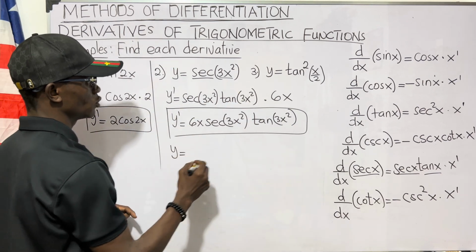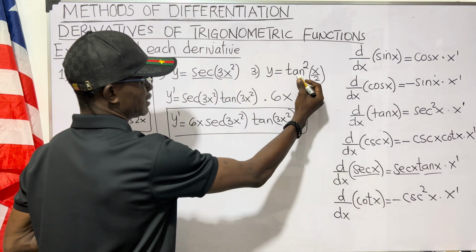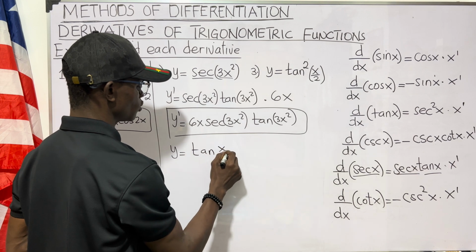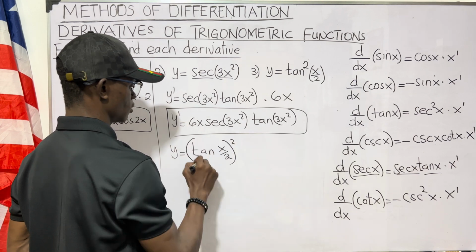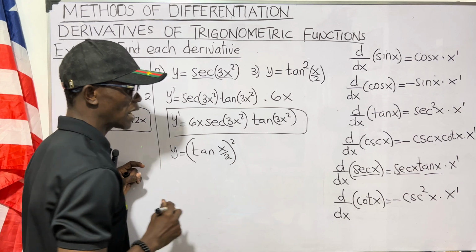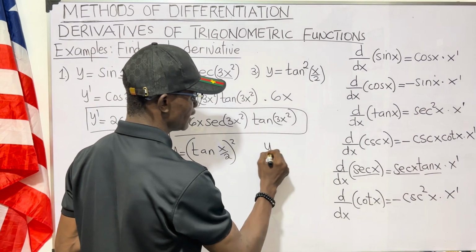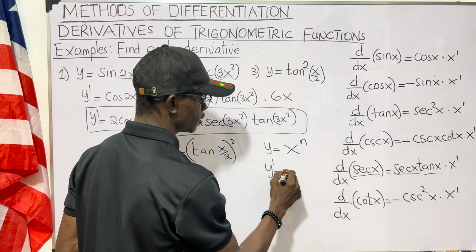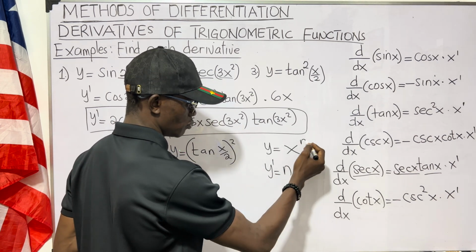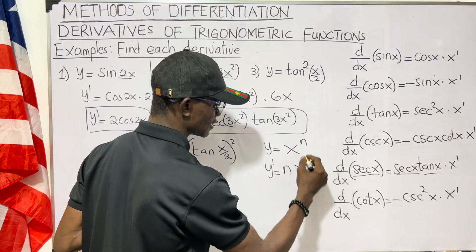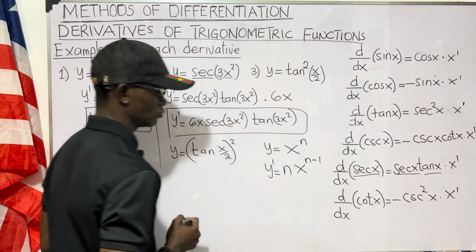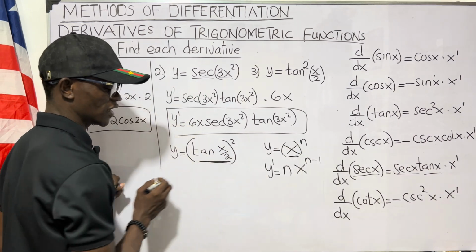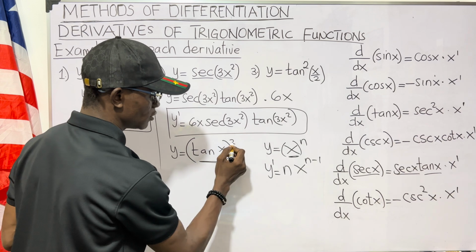Y equals tangent squared of x over 2, which can be rewritten as tangent of x over 2, all squared. Then we can use the power rule. Remember, the rule says if y is equal to x raised to the power n, y prime is equal to n, bring this n down, and then you rewrite x and say n minus 1. So what is our n? Our x here is this tangent of x over 2. Our n now is this 2.